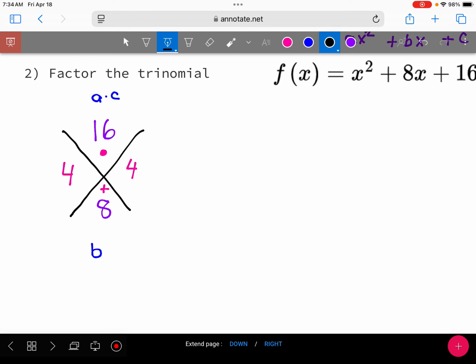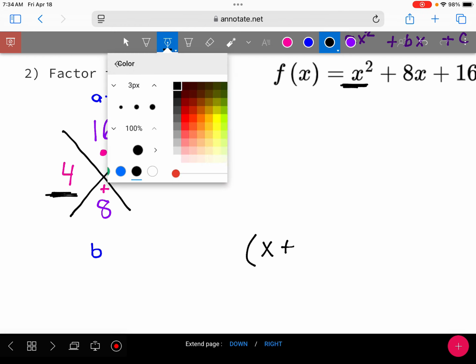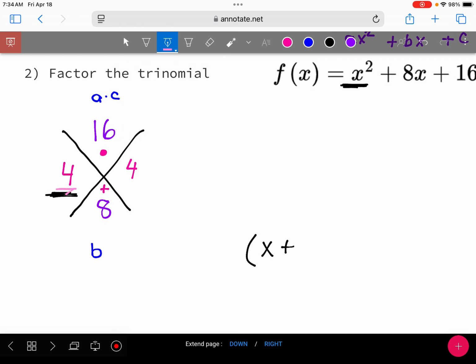I'm going to write it in the factored form first to show you how we can do this, and then I'll do the box so we can see that it did work. So taking the shortcut method, since we have an A of 1, we're going to have our x plus this 4, and we're going to have x plus this 4. I'm going to get 2 different colors of pink so we can do it. Shortcut mode. I could write it like that.